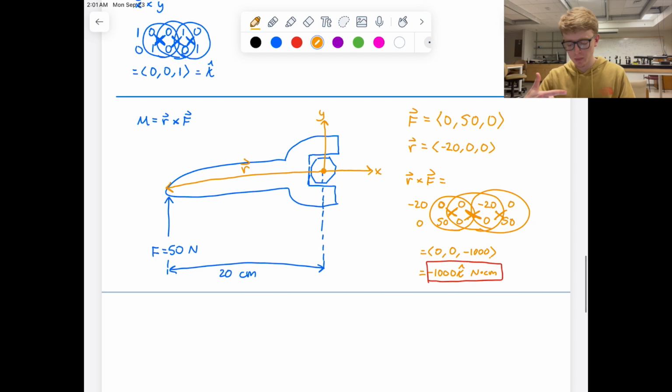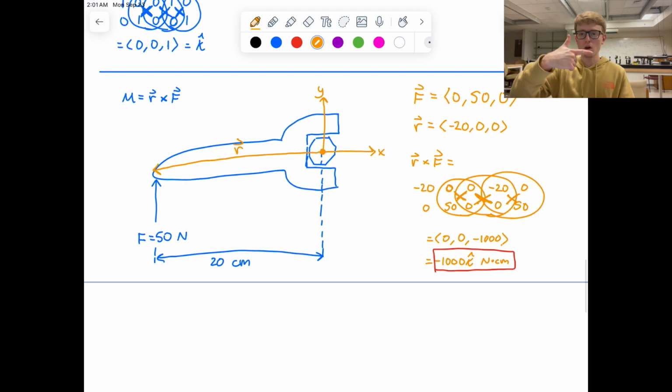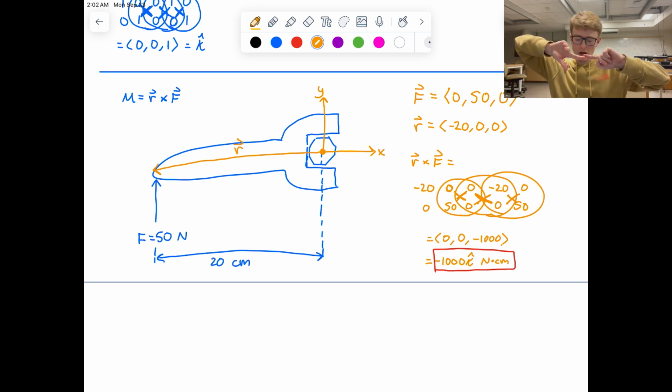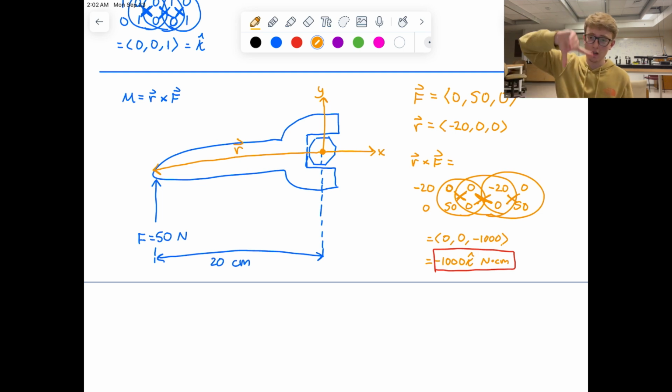So if I'm looking at my image on the page here, I'm going to have R going this way in the negative x direction, and then F is going to be going this way. Well, my fingers are pointing the wrong way, so I need to flip my hand around. So now F is pointing in the right direction, R is pointing in the right direction, and my thumb is pointing down, so that's negative. And look at that, our result was negative k-hat, -1000 k-hat, but it's going in the negative k-hat direction, so that's how you can use the right hand rule.